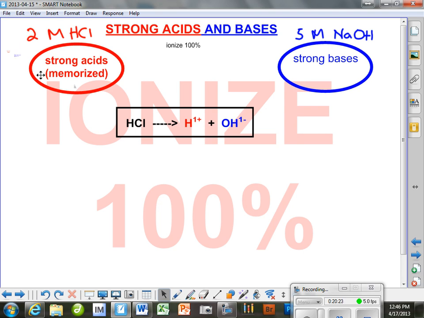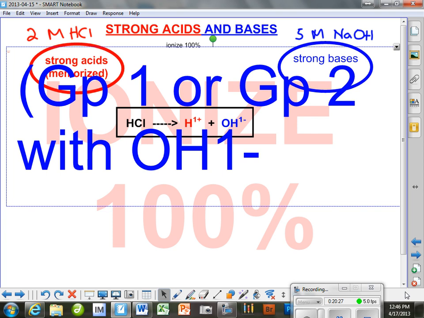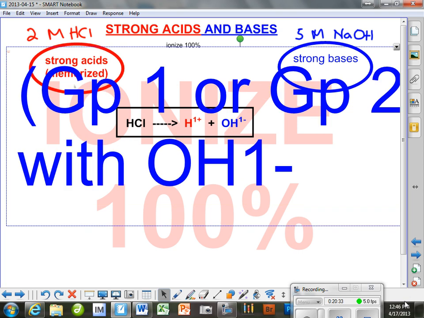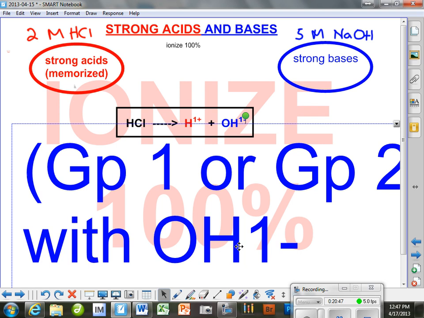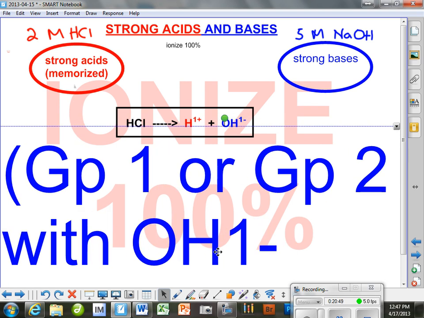Okay, so what is a strong base? Group 1 or Group 2? What's in Group 1 and Group 2? What's Group 1? Alkali. What does alkali mean? Basic. Yes. So Group 1 or Group 2 with hydroxide.